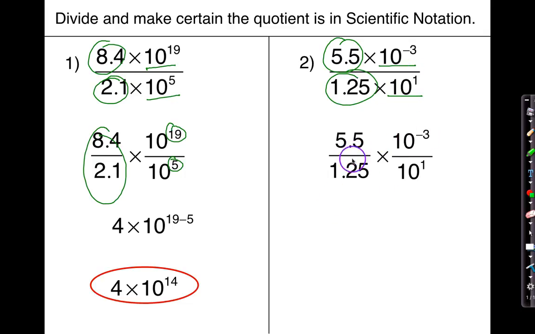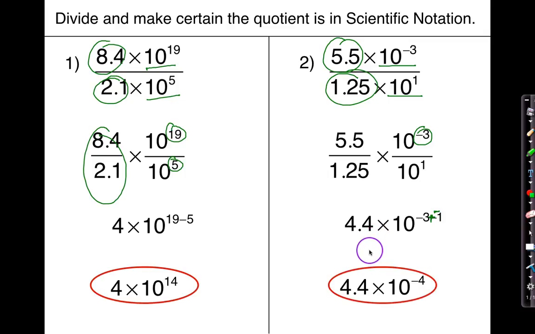Now here, dividing 5 and 5/10 by 1 and 2500ths, you're going to get 4.4. Now this is where you have to be careful again with your exponents. Please express the work here. We're going to do negative 3 minus 1. So here, if you add the opposite, you're going to get 4.4 times 10 to the negative 4th.